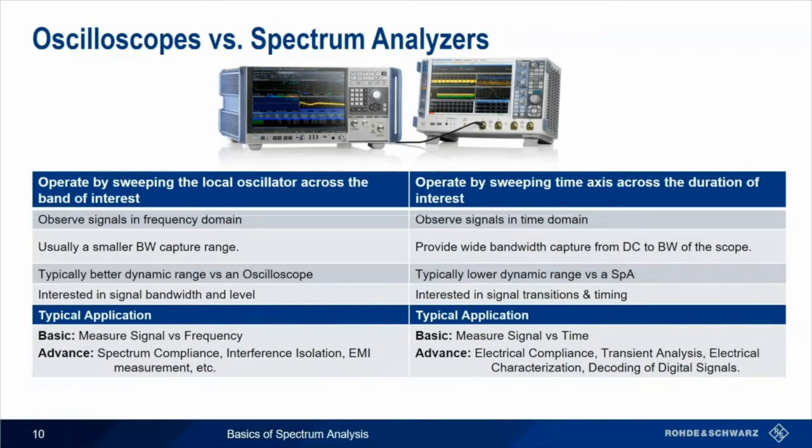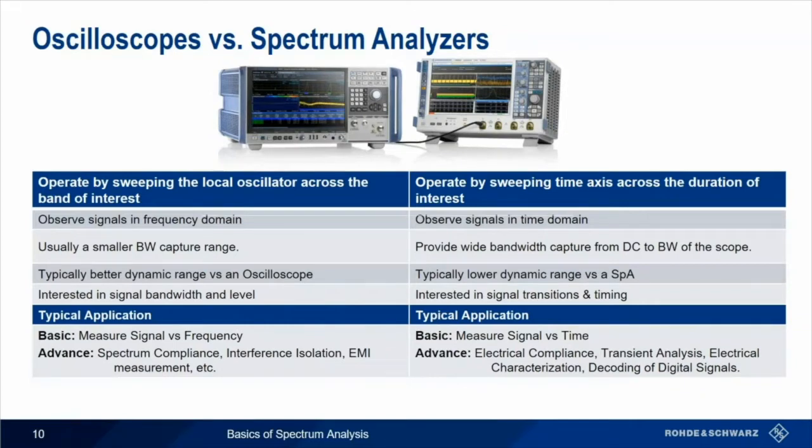Now, in an oscilloscope, we talked about how it sweeps the signal over a time axis for the amount of time that you're interested in. You observe the signals in the time domain. You can, of course, observe them in the frequency domain as well with an FFT, but it's not going to be as good as you would see in a spectrum analyzer. You do get that wide capture bandwidth, though, from DC to the bandwidth of the scope.